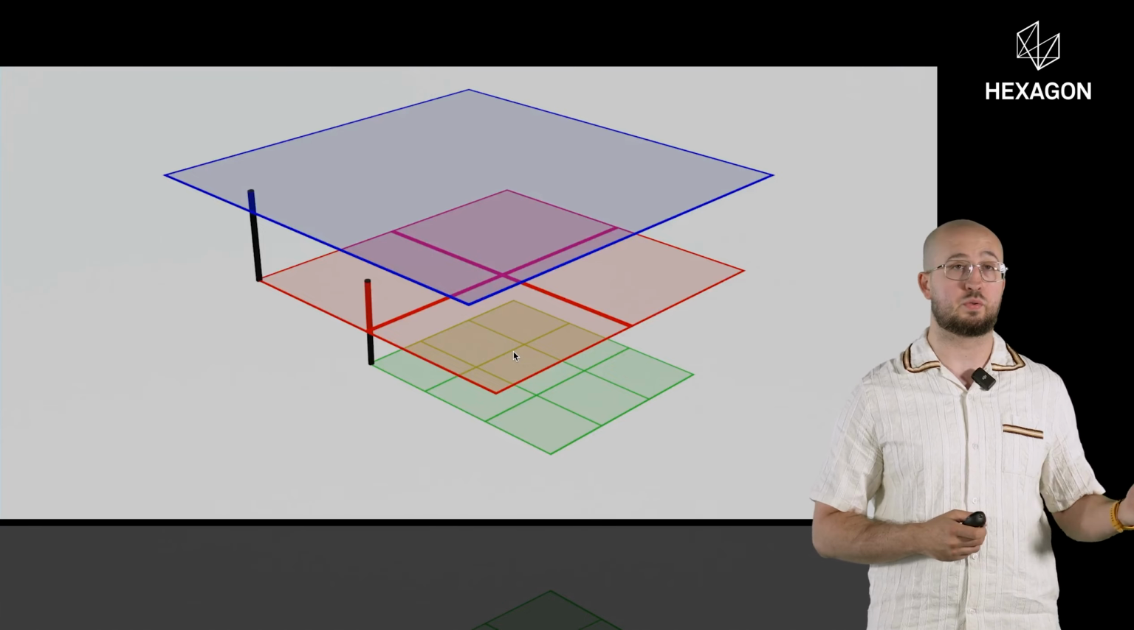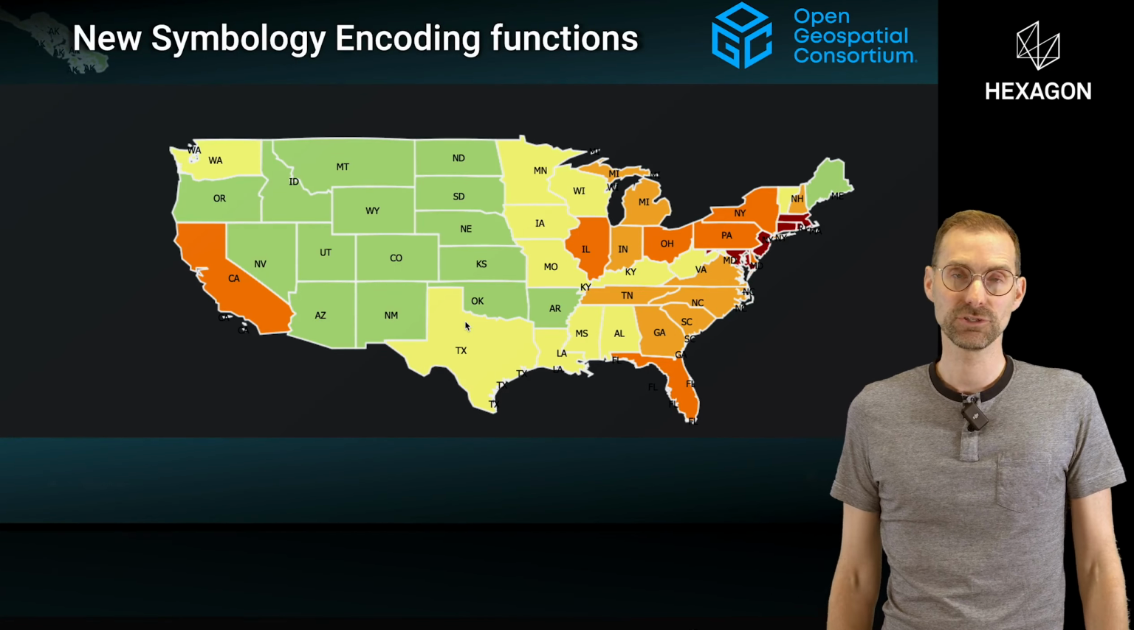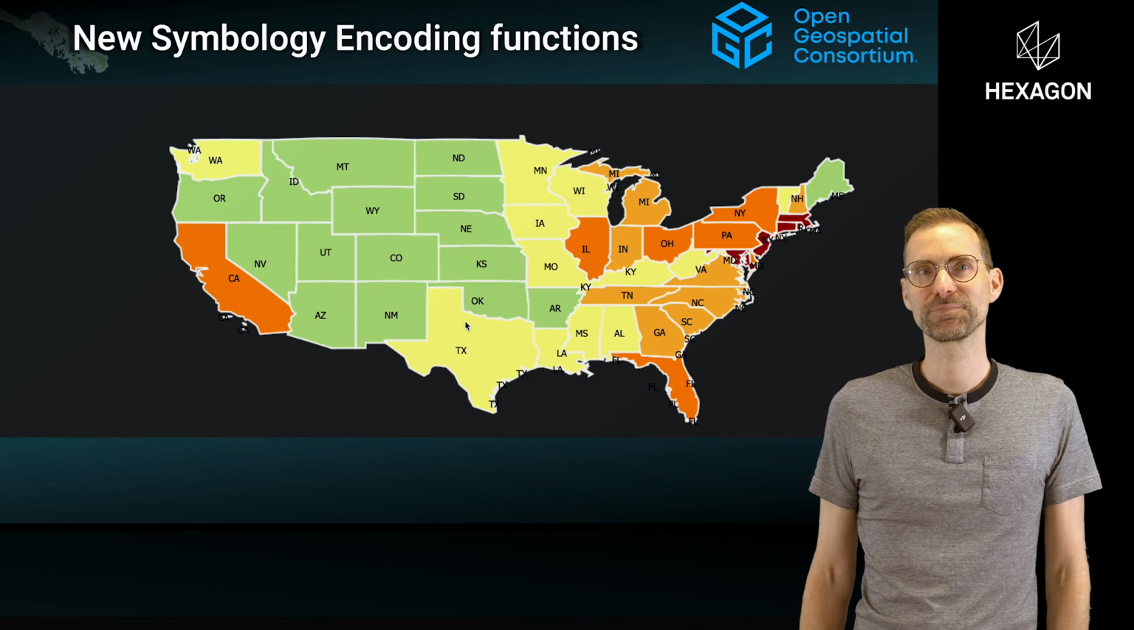And now, Andrew, to talk to you about RIA. Thanks, Marcel. So let's start off with symbology encoding, the OGC standard to style data in XML so you don't have to write any code.